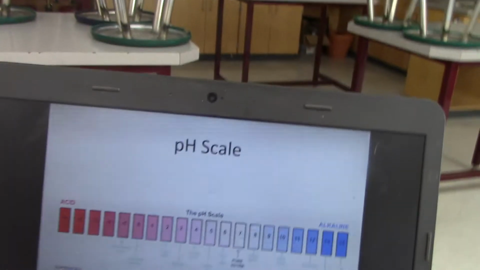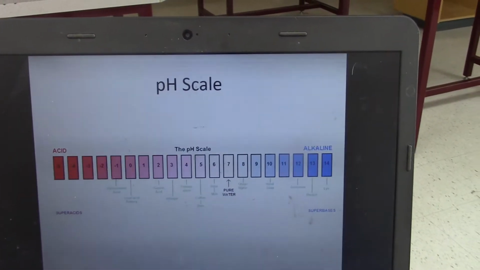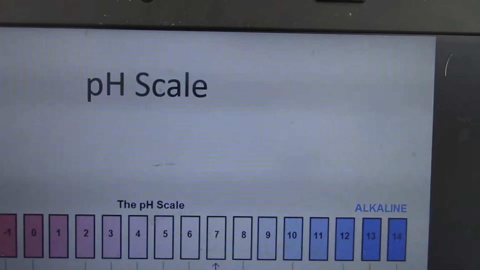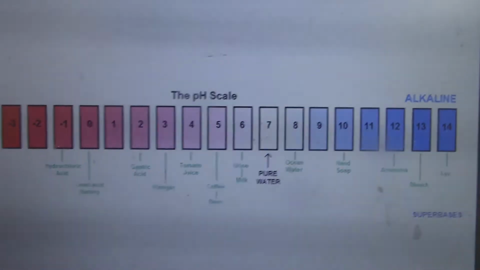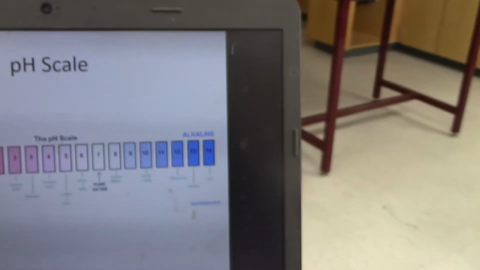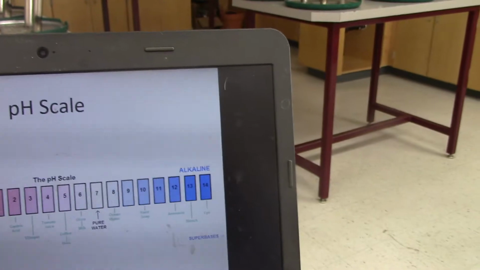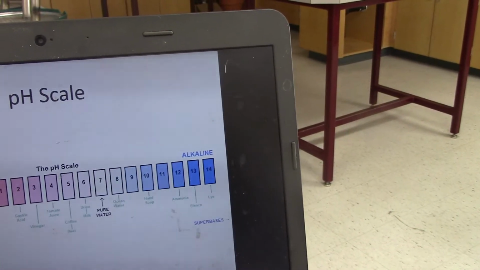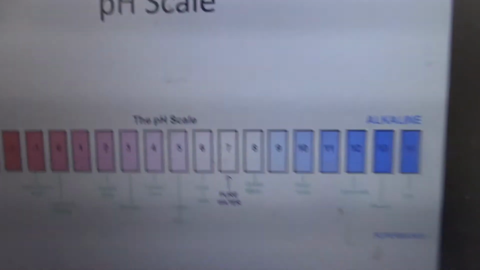Good afternoon, Science 30. I'm going to continue the lesson today looking at quantifying the pH scale. We're going to learn how to calculate pH and pOH and determine pH qualitatively. I'm also going to do a titration and finish up the acid-base section of this unit.